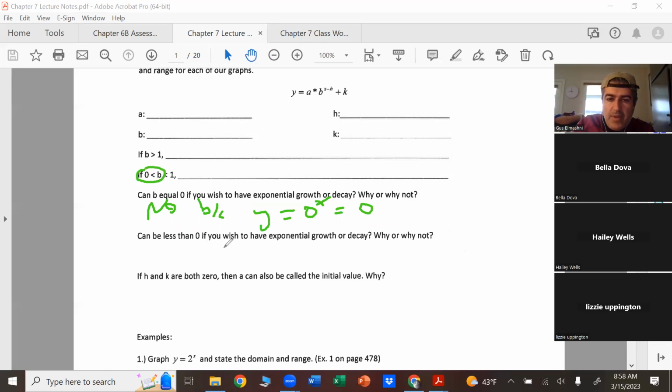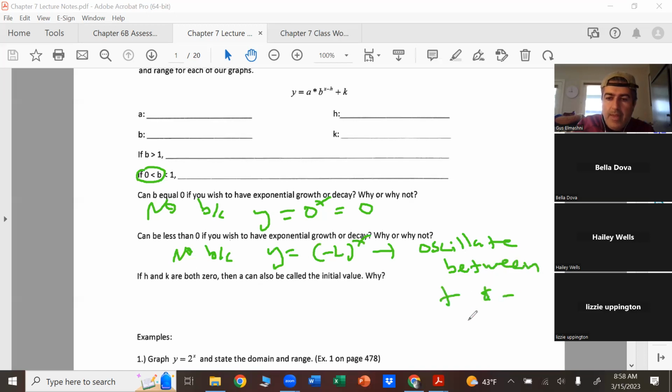What if it's less than 0? The answer is no again, and that's because weird things happen if you have a negative base. Let's say I have -2 raised to the x power. That's going to oscillate, or go back and forth, between positive and negative y values. And also, what if x were a fraction, like 1/2? That's a square root, and you can't take the square root of negative numbers. So it's just going to be too weird, right? It kind of does this weird type of oscillation.